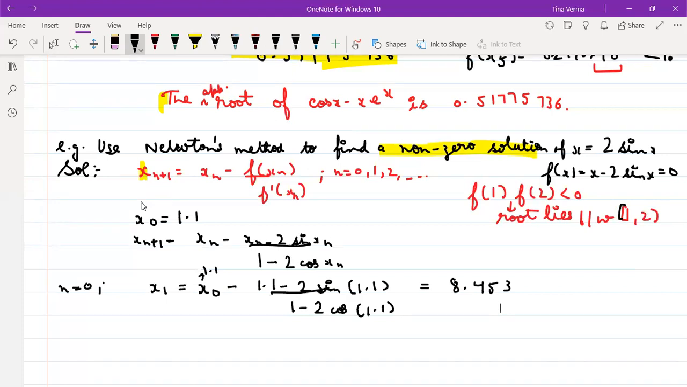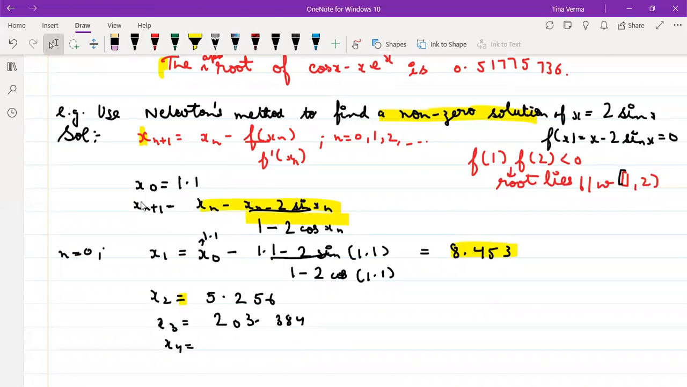And when you calculate x2, that means you will substitute the value of x1 in this iteration formula. So this becomes x2, that is coming out to be 5.256. If you perform the iteration again, the answer is coming out to be 203.384.